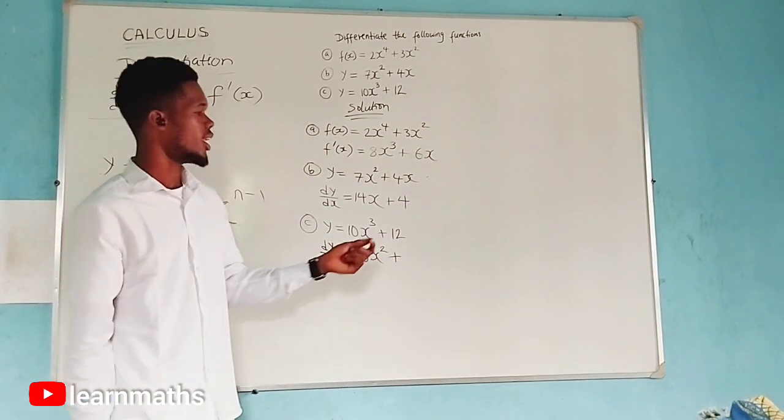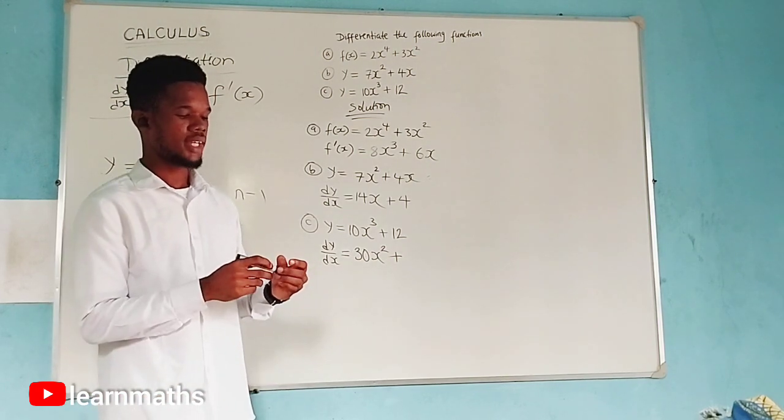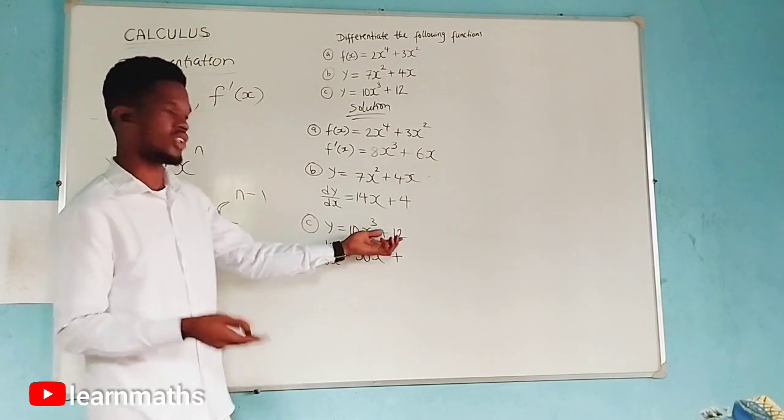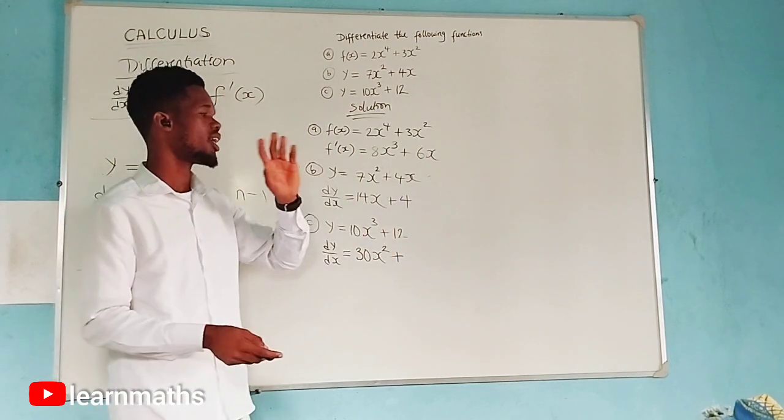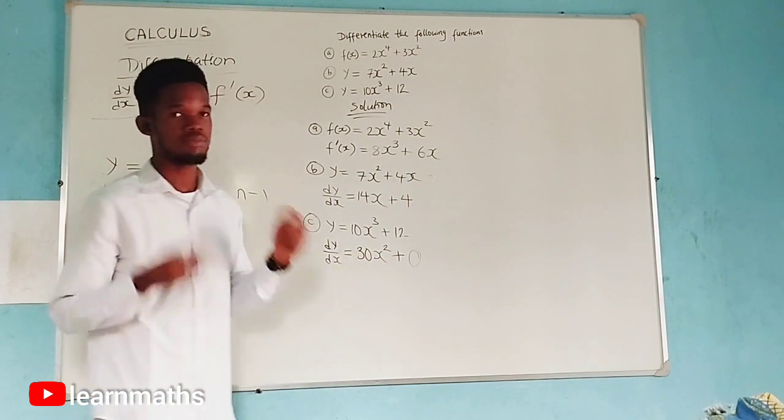Plus, now this 12 is a constant. You know why I say it's a constant? Because there is no variable attached to it. It's just 12, right? So the differential of any constant is 0. The differential of any constant, just keep it clear in mind.